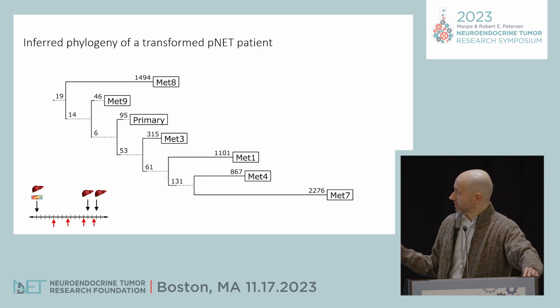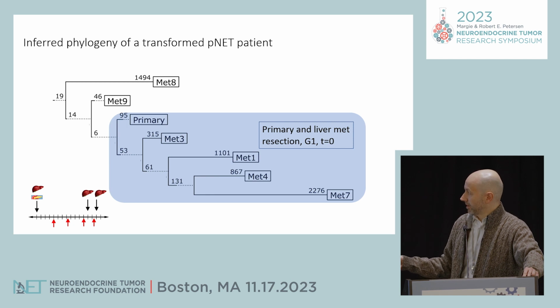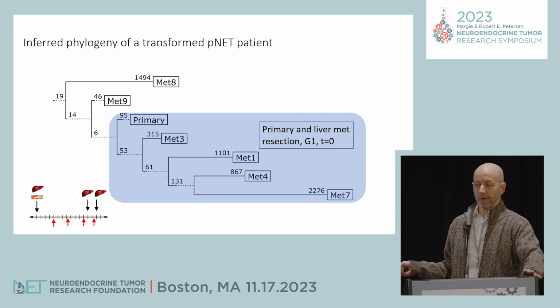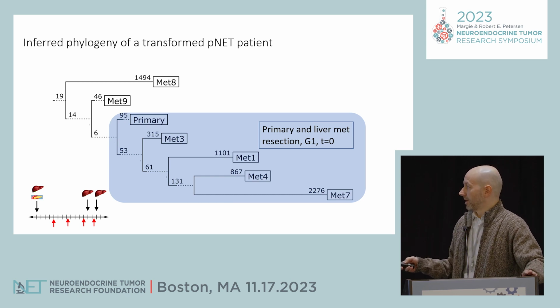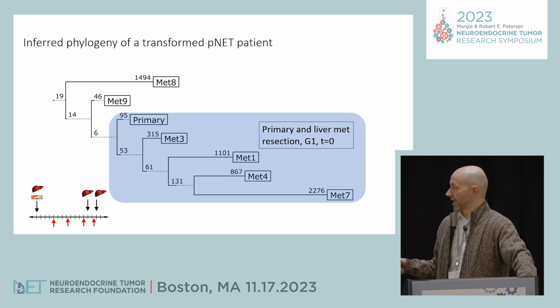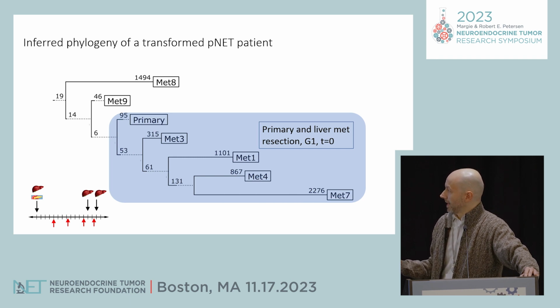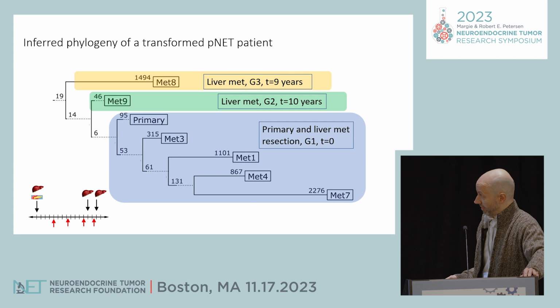Okay, so to start, I want you to look at this area. This is the primary, and these are metastases, and they were all resected at time point 0. They were all grade 1. And their relationship is what we'd expect, right? The primary is upstream and these metastases downstream, as we'd expect with things evolving over time. And then 9 years later, they had another metastasis that was sampled, and that turned out to be this high-grade region. And then another year later, an intermediate-grade region.